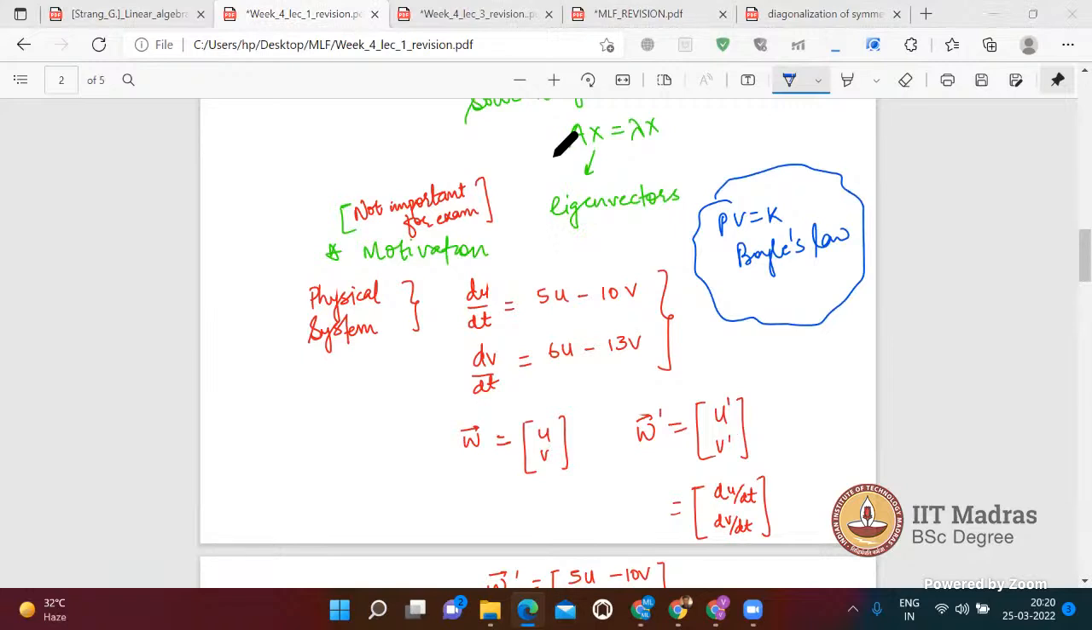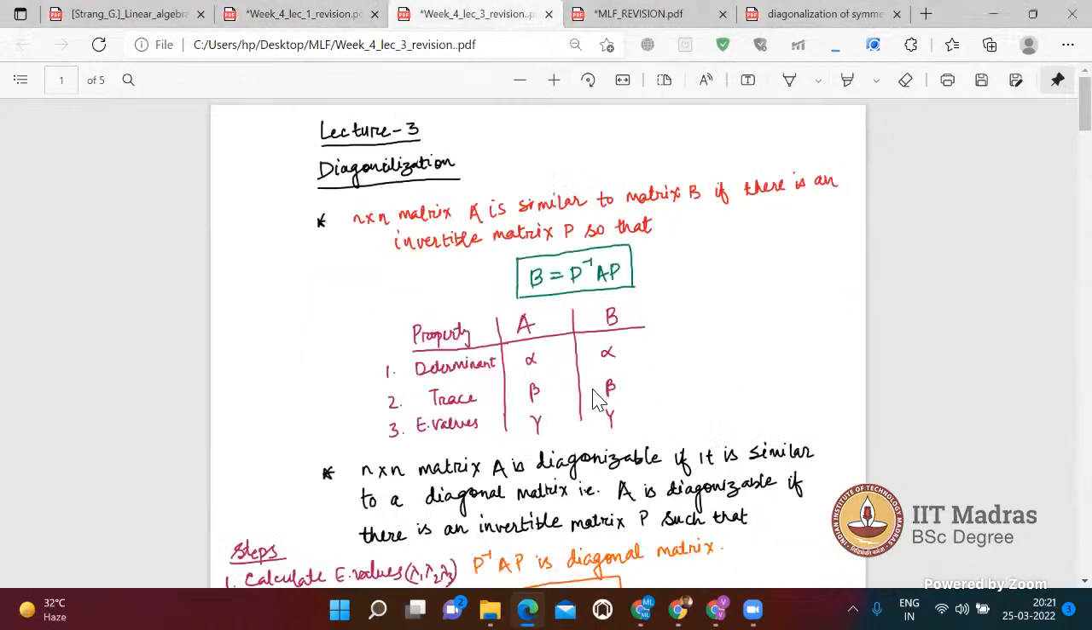Okay, so we'll move to the next part. The next part is in the third lecture. We have talked about diagonalization. So in diagonalization, we'll go through some of the basic important properties. See, for example, I have a matrix. If I have an n cross n matrix A, then A is similar to B if there is an invertible matrix P. Okay, so this is not diagonal.